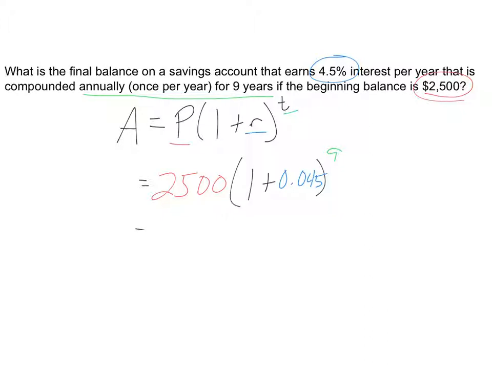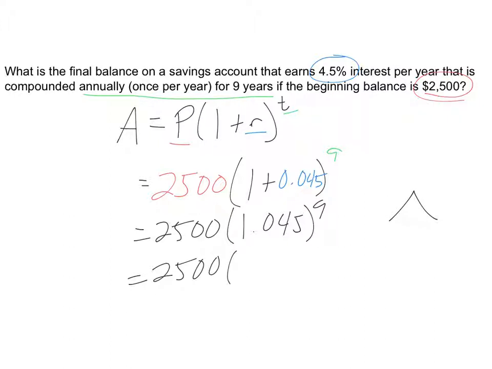When we do this, we do the parentheses first. 1 plus 0.045 gives us 1.045. We're going to raise that to the 9th power first. To do that on your calculator, you plug in 1.045, then look for the button in the middle on the left side of your calculator. That's called the exponent button. Then we'd hit 9.